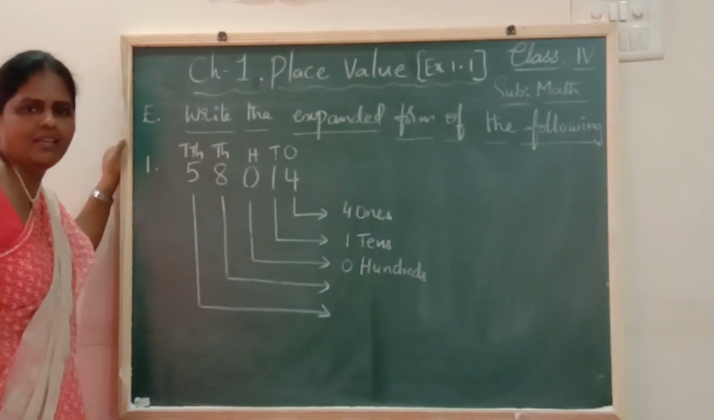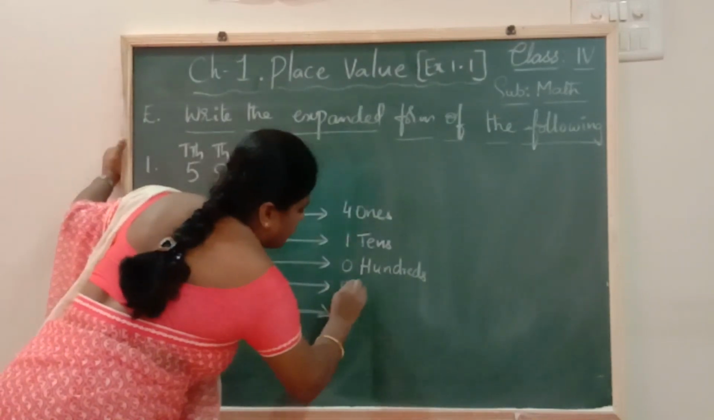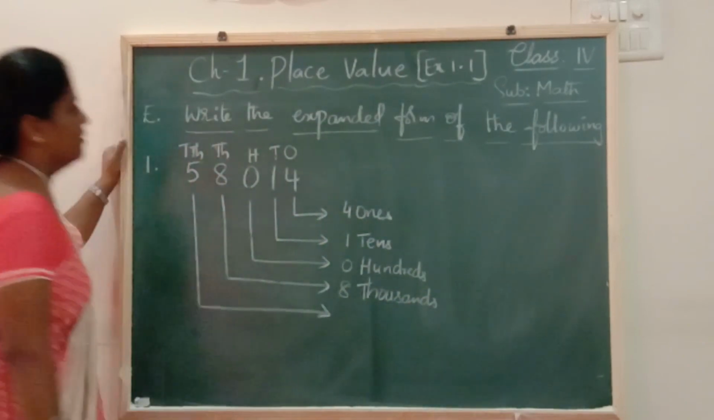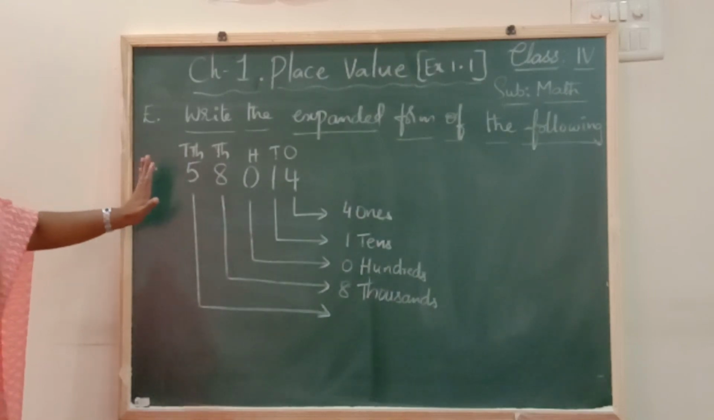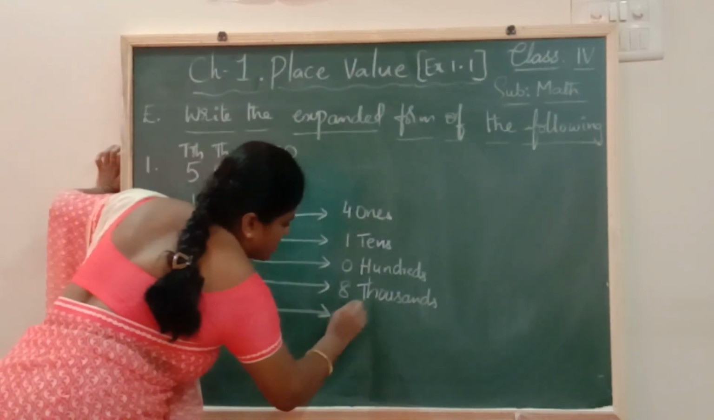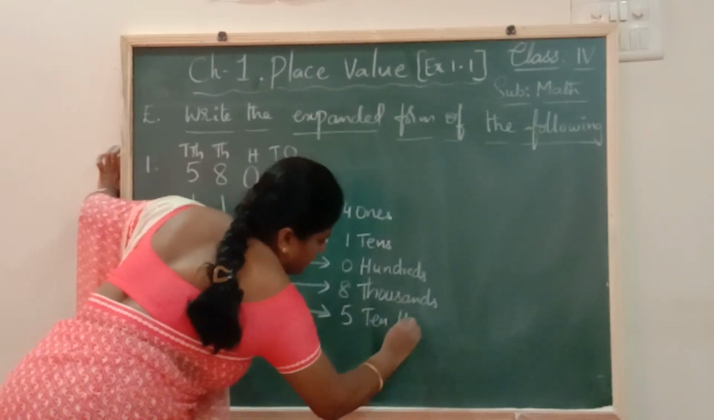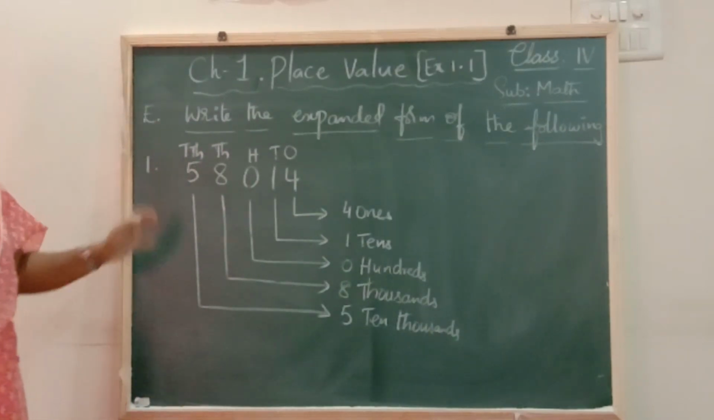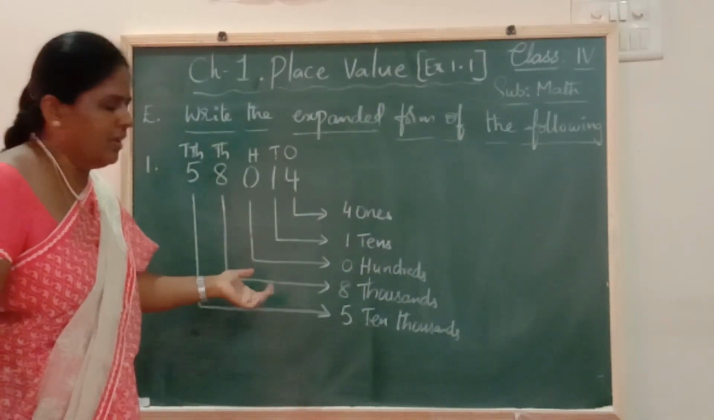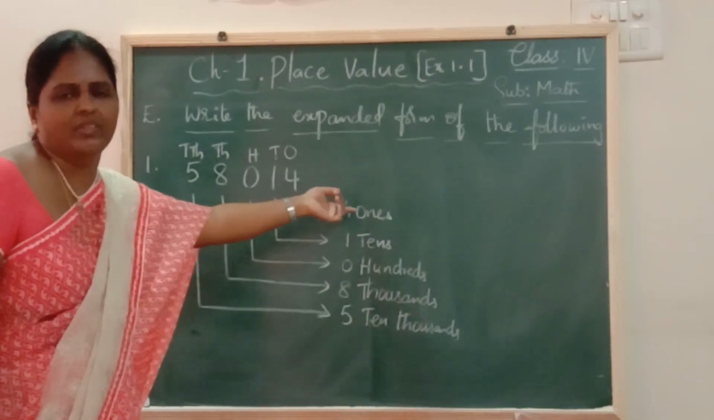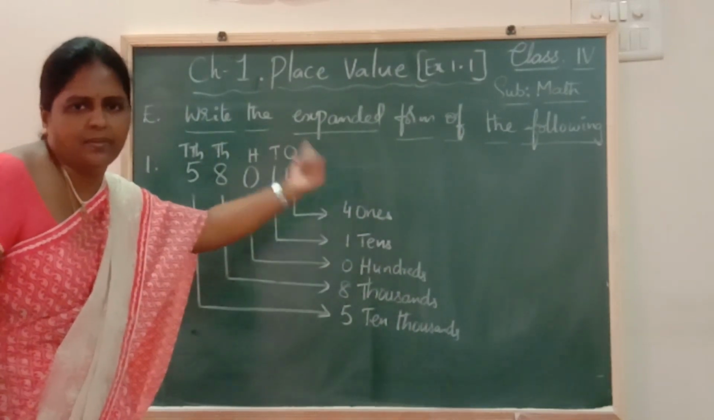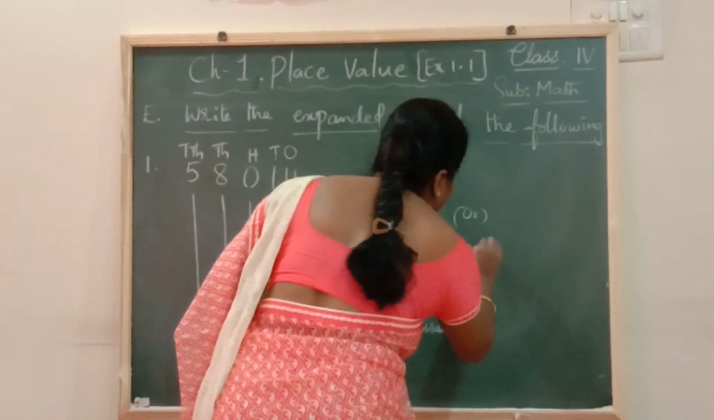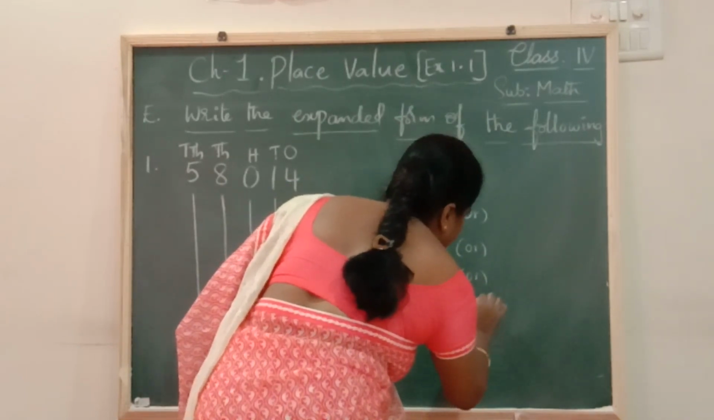Next, 8 is in thousands place. So 8 thousands. Finally, 5 is in 10,000s place. So 5 10,000s. So what did we do here, children? We have written each digit along with its place. Okay, the same thing we are going to write in numbers, children. The same one.